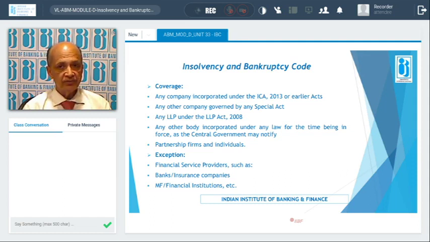Then individuals and partnership firms. But there are certain exceptions. Financial service providers are not eligible and are not covered under the IBC. Financial service providers including banks, insurance companies, mutual funds, and other financial institutions are exempted from this IBC. So this is the coverage of IBC: any company incorporated under the Companies Act or earlier act, or under a special act, any other entity as notified by the Government of India, LLPs set up under the LLP Act 2008, and partnerships and individuals. Financial service providers are not covered under this code.